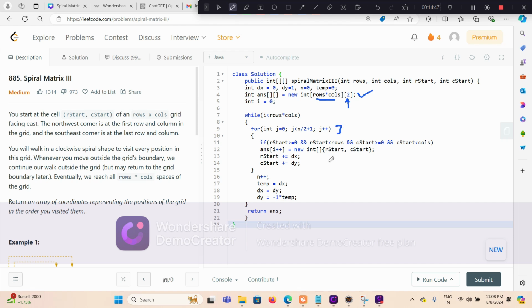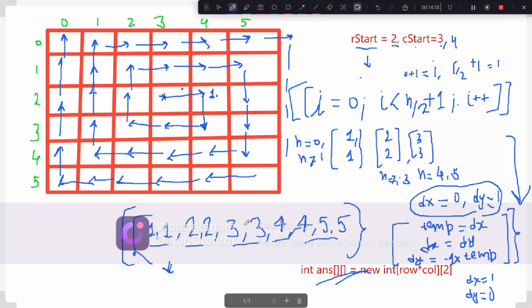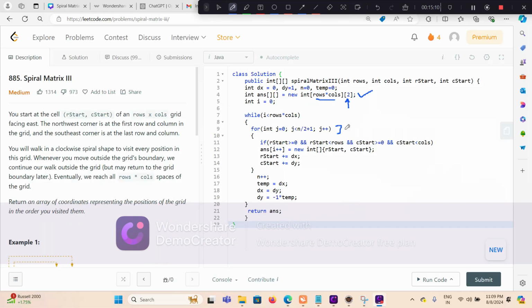Now see here, while i is less than rows into columns, this is the place where I am generating those series. Initially we have taken n equal to 0, right? This is the place where I was doing the way which I showed you, this series. To generate these many numbers, we are using i equal to 0 to i less than n/2 plus 1, i plus plus, which we just explained. So for that reason I'm using this.